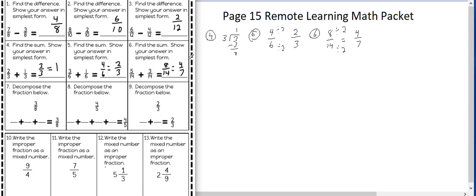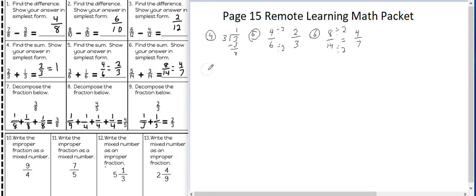All right, now I'm going to decompose these fractions. So how can I break apart 3/8, add it up, and have it equal 3/8? So that's just going to be 1/8 plus 1/8 plus 1/8 equals 3/8. 4/5, I'm going to break it apart. 1/4 plus 1/4 plus 1/4 plus 1/4 equals 4/5. 1/3 plus 1/3 equals 2/3. All right, now for number 10.